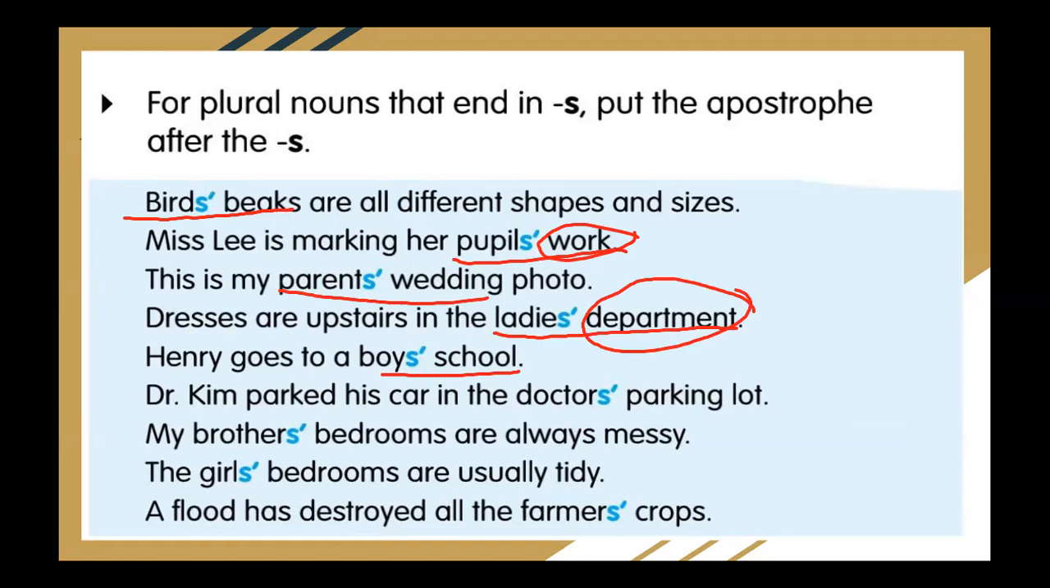Here it is telling who owns something. So when you're talking about who owns something, then you use an apostrophe. Have you understood? Doctors' parking lot, brothers' bedrooms, girls' bedrooms, farmers' crops. So that's why here we have put an apostrophe.